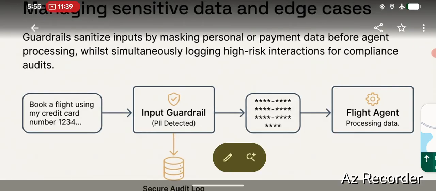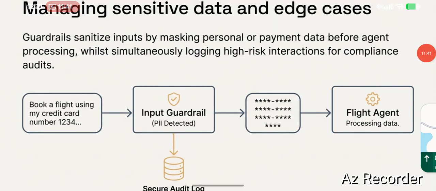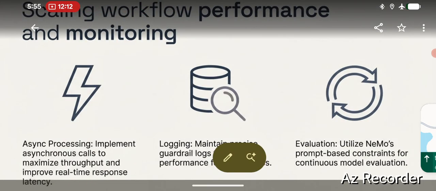If any sensitive information is received, that information will be put into the secured audit log, so that the system can be made more robust, and so that in future the person does not share such information again. And after filtering that, the rest of the information is passed to the flight agent.